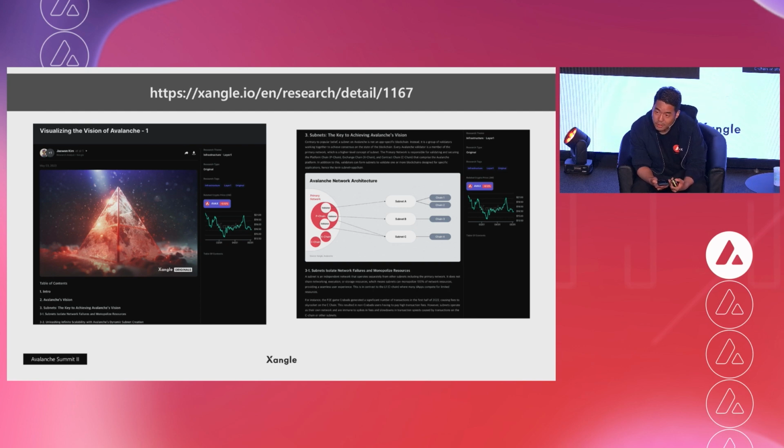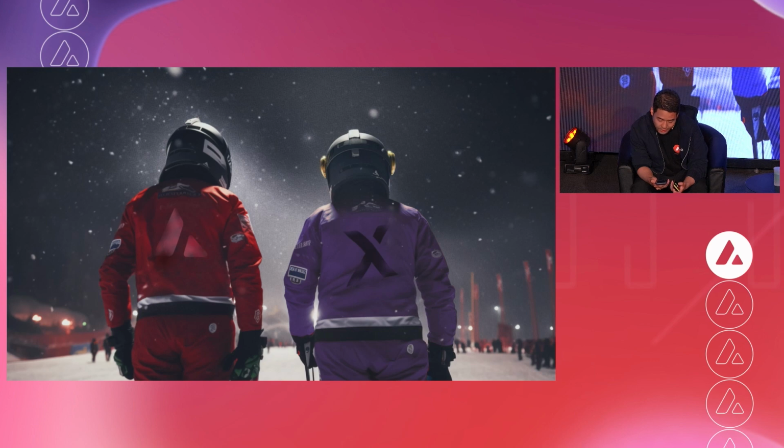For reference, our Xangle research report is being distributed through many channels, including CoinMarketCap, and is recognized for its quality. And lastly, I hope to form a closer relationship with the Avalanche ecosystem throughout this event. And ultimately, we wish for the real values that Avalanche has been working on for a long time to become widely known to the world. God bless Avalanche. Thank you very much.